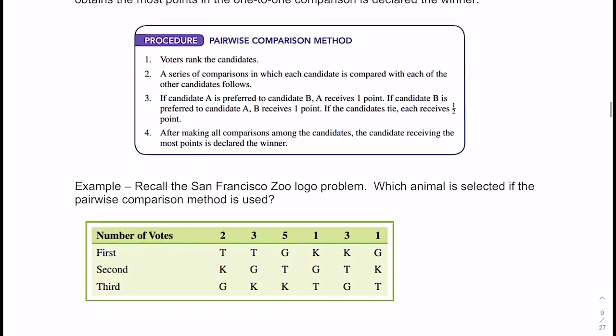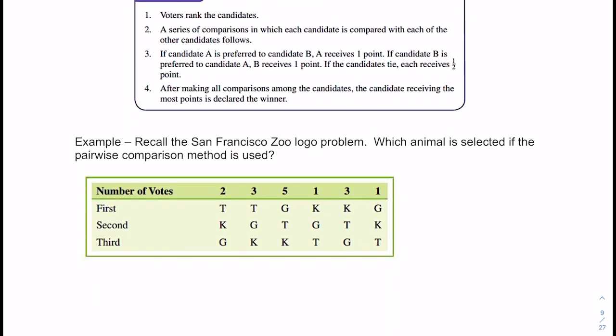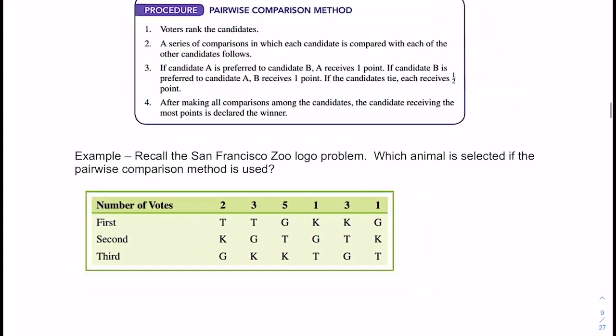So here, with this zoo problem, I've got my 3 candidates, if you will. They're animals, and I have to compare each of them in pairs. I'm going to start with the tiger versus one of the other animals. Let's go with the kangaroo. Then I have to compare the tiger and the giraffe. And there's still one more comparison to be made. I haven't compared the kangaroo and the giraffe, so I've got to do that.